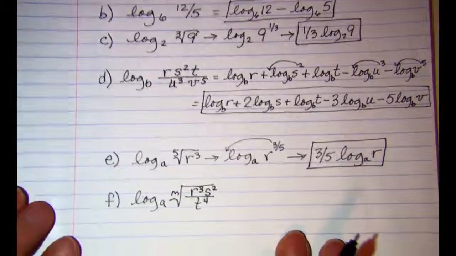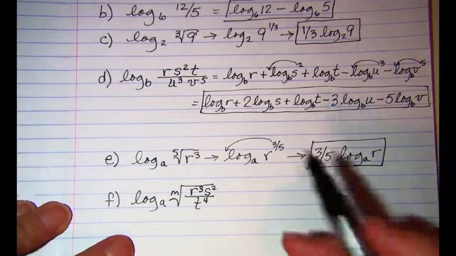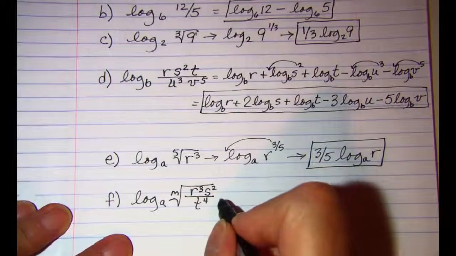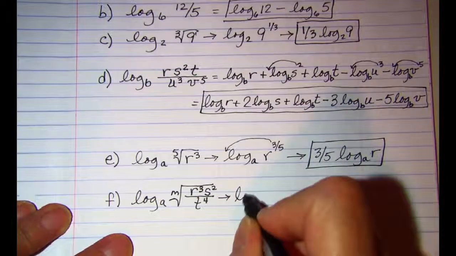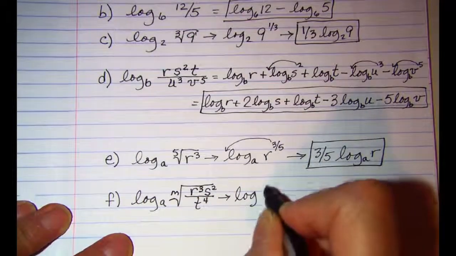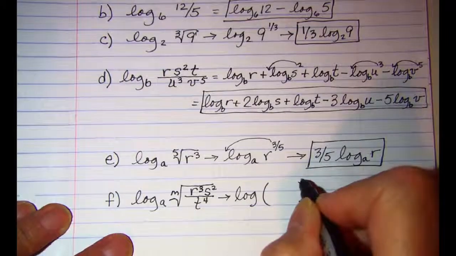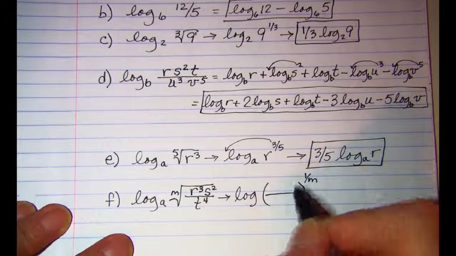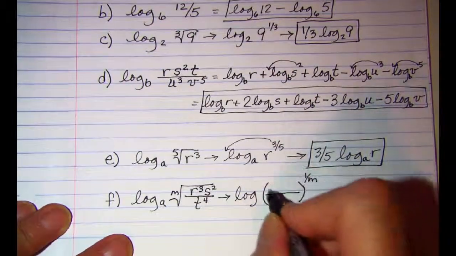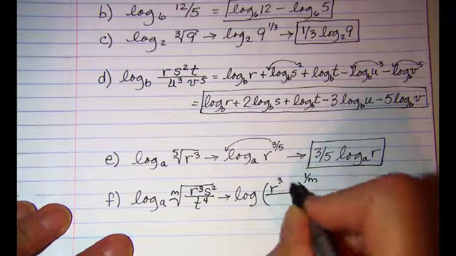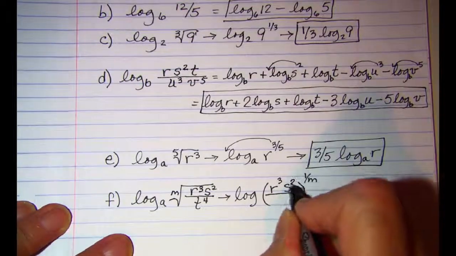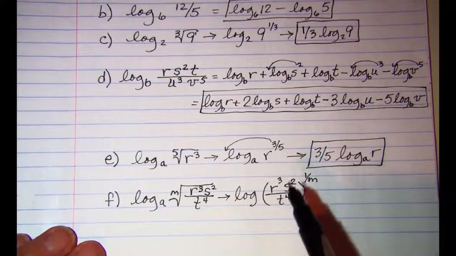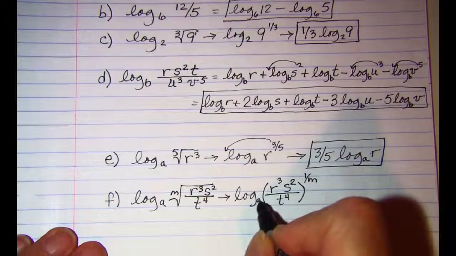And then my last example, I'm going to write this with an exponent. So this is the log, and I have 1 over m power, and then my argument, or my radicand, is r to the 3rd s squared and t to the 4th. And the base is a.